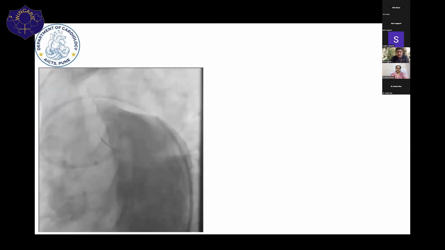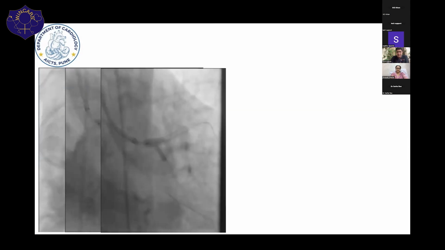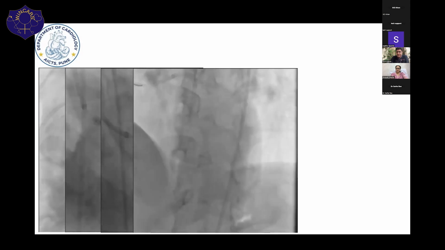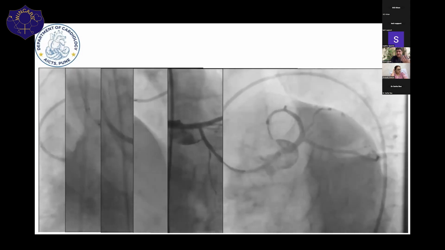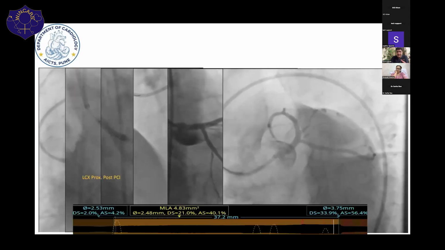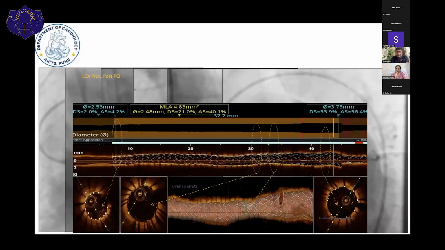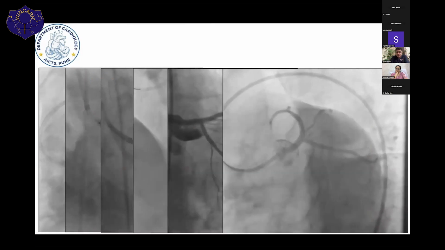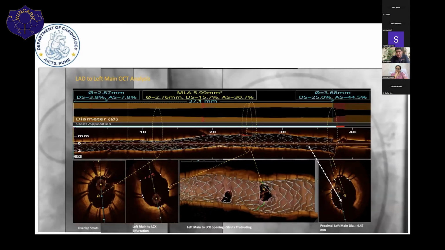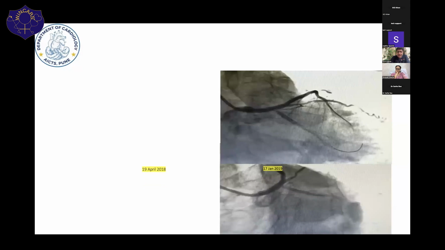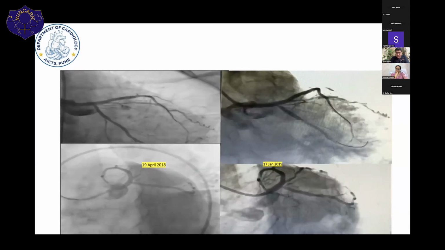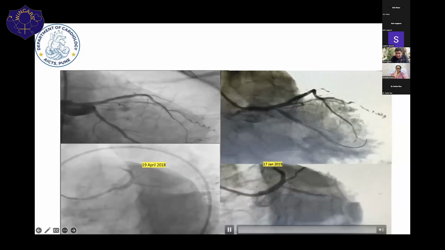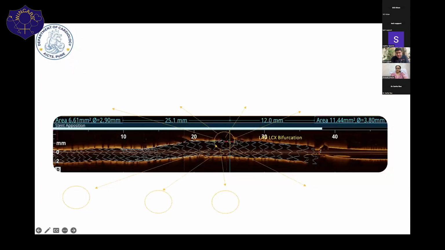I'll not go into detail, but I'll show you POT, re-POT, final kissing, and this was the final result. So this was a complex left main bifurcation disease with mid-LAD CTO. Post PCI OCT showed that the stents, both left main to LAD and LCX, were well apposed. Expansion was good. There was no edge dissection. But this patient came to us after around 9 months with crescendo angina. Angiography showed that there was side branch ostial restenosis.